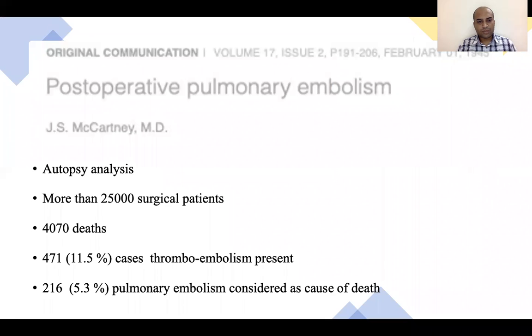Now, if you look at the data for post-operative pulmonary embolism, it is not that robust. This old autopsy analysis done on more than 25,000 surgical patients has documented 4,000 deaths, and it shows that in 11.5% of cases, there is evidence of thromboembolism. And out of that, in 5.3% of cases, pulmonary embolism was considered the cause of death.